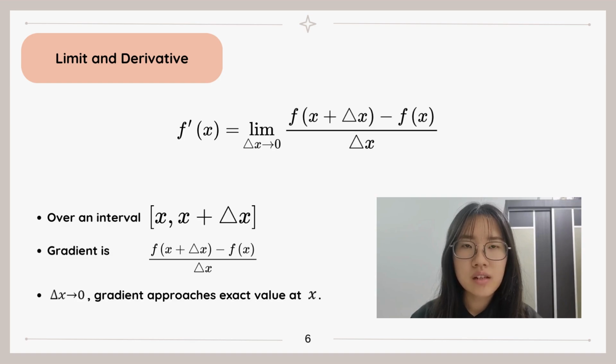To precisely define a derivative, mathematicians use the concept of limit. The derivative is the limit of the average rate of change of the function as the interval becomes infinitely small. Over an interval of x plus delta x, the gradient is denoted by f(x plus delta x) minus f(x) over delta x, like how we use y2 minus y1 over x2 minus x1 to calculate gradient. As delta x approaches 0, the gradient approaches the exact value at x. This process relies on limits.